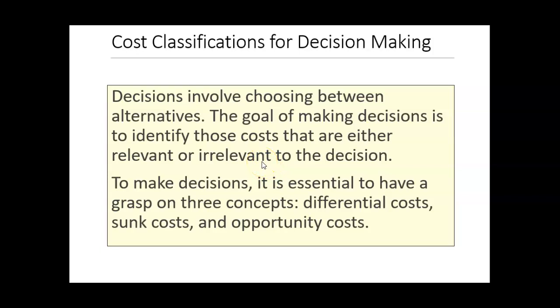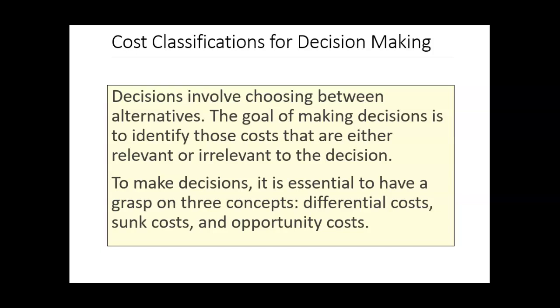Decisions involve choosing between alternatives. I can either choose option A or I can choose option B. We're going to make decisions based upon identifying those costs that are going to be relevant or irrelevant in our decision-making process. You want to mainly focus on those costs that are relevant, meaning that those costs are going to have an impact on your decision-making process.